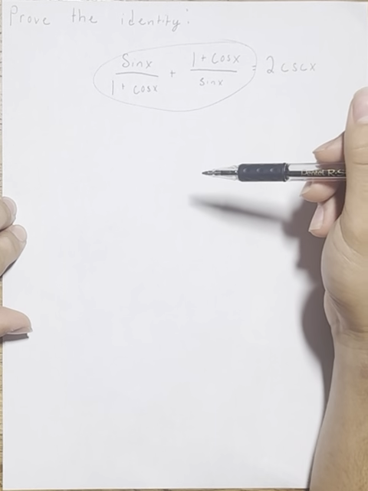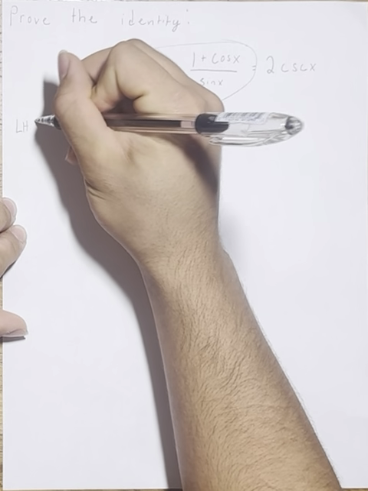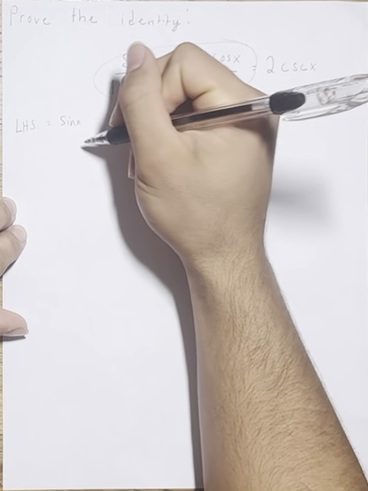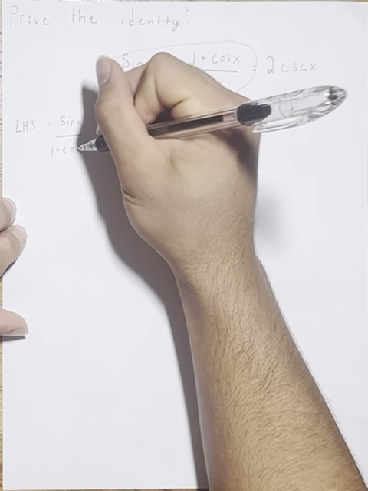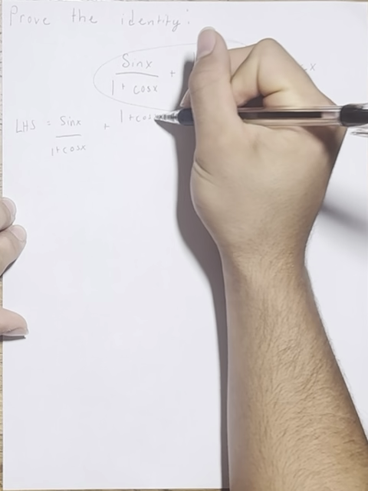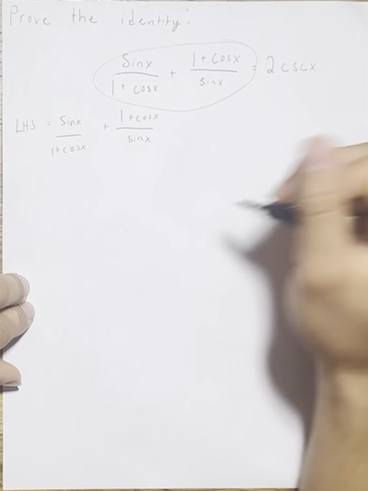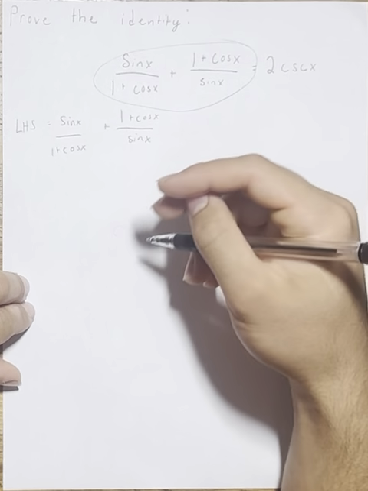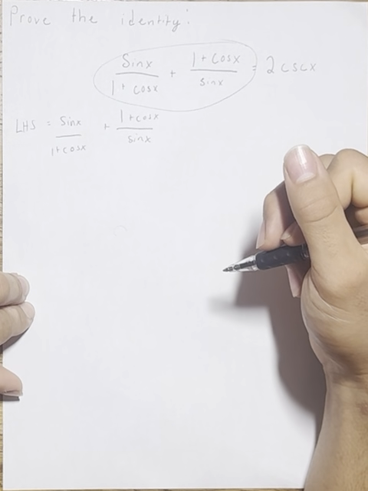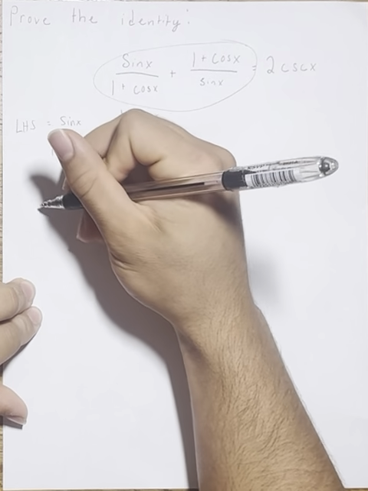So step one, I just write out the left-hand side of the equation down here. So I'd say left-hand side equals the sine of x over 1 plus cosine x plus 1 plus cosine x over sine x. So step two, I would find a common denominator, which in this case is 1 plus cosine x times sine x. So let's rewrite it with a common denominator.